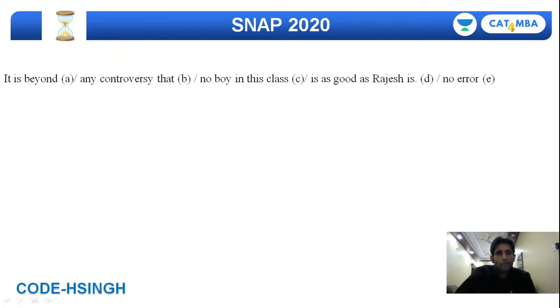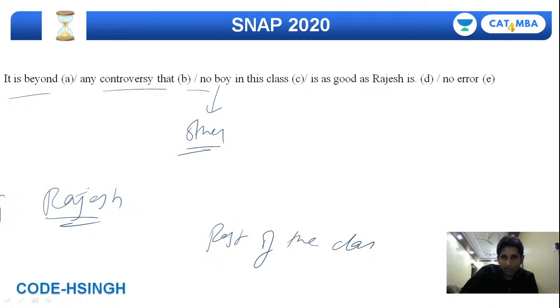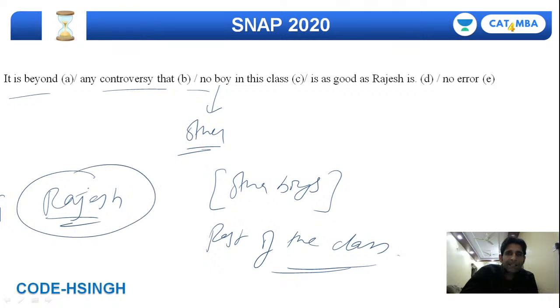सो दिस इज हाउ इट इज. It is beyond any controversy that no other boy. Why? Because you have Rajesh and then you have rest of the class. So you cannot compare Rajesh with Rajesh, right? Rest of the class implies other boys because Rajesh himself is a boy. That means boys excluding Rajesh, so other boys. So it should be no other boy. Okay, so that is the answer which I think almost all of you have answered correctly.